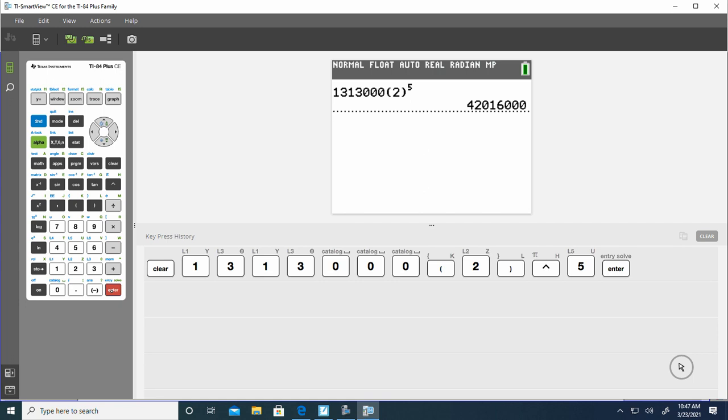Okay, the calculator, again, is a very valuable tool for you because, I mean, 2 to the 5th is 2, 4, 8, 16, 32. So you're going 32 times 1,313,000 to come up with 42,016,000.